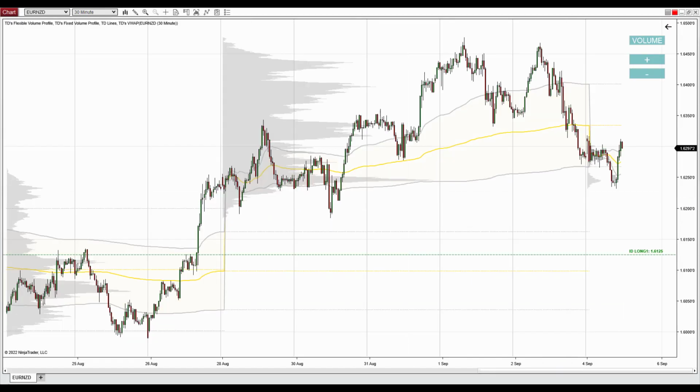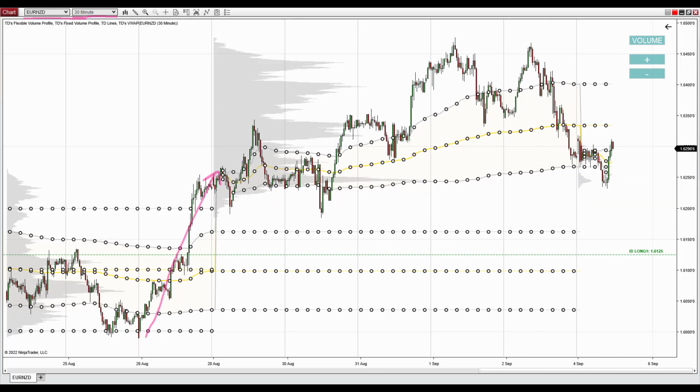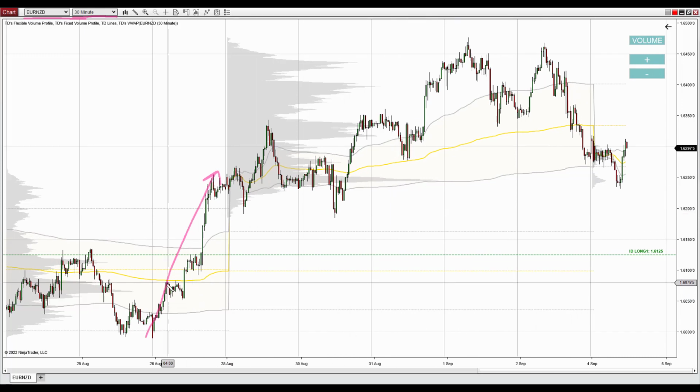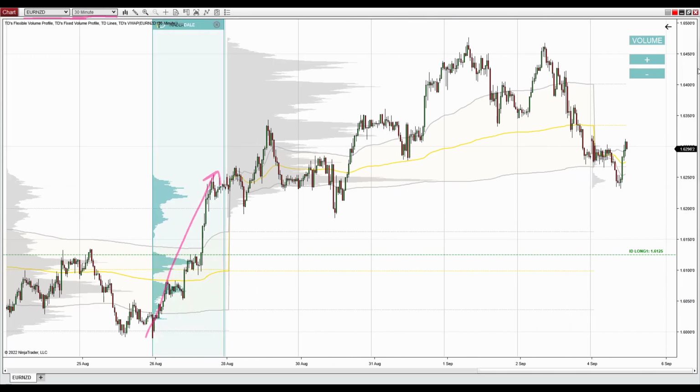So this is a 30-minute chart of the Euro New Zealand dollar, and in here I also want to talk about a trend setup. In this case, I'm going to be talking about this trend, this buying activity, and about a significant volume cluster which got formed within this uptrend.